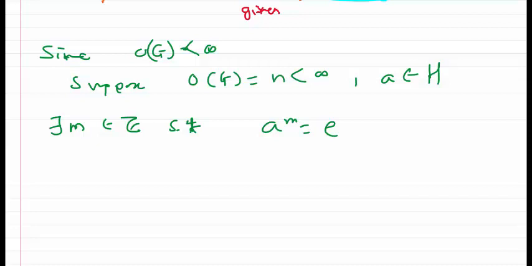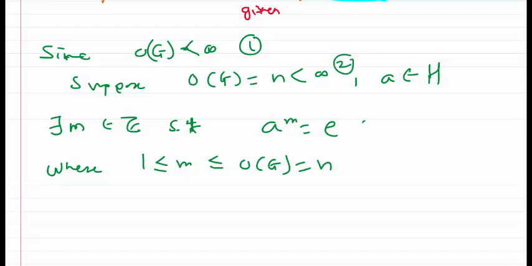If it is an addition, A raised to M means A plus A plus A, M times, so M A is equal to E, where 1 is less than or equal to M, less than or equal to the order of G, that is equal to n. This is called 1, this is 2, this is 3, this is 4.